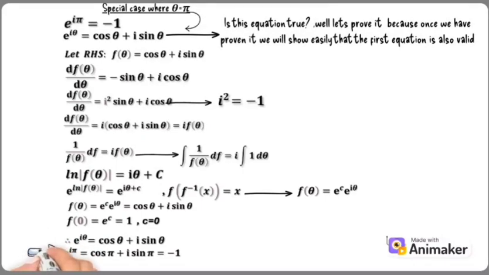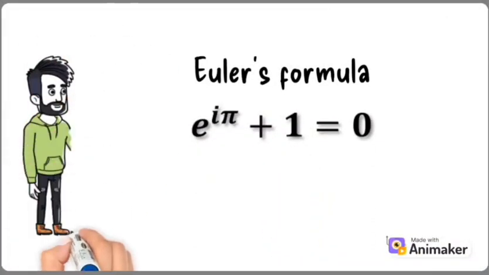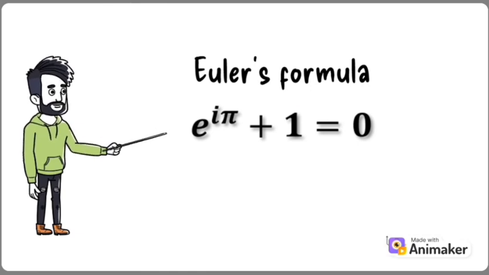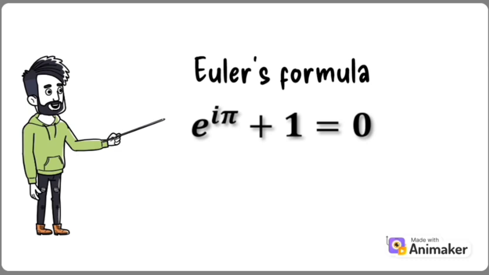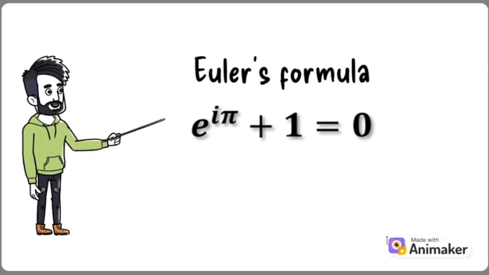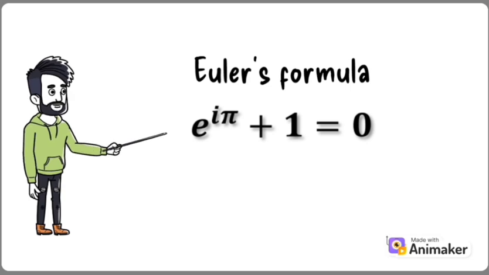From the previous Euler's equation that we just proved, if we put theta to be pi, then we see that e raised to the power i pi equals cosine pi plus i times sine pi, and all this in turn is equal to -1. And all this leads to the famous identity: e raised to the power i pi plus 1 equals 0. This equation elegantly unites some of mathematics' most fundamental constants, e, i, pi, 1, and 0, in a single, profound formula.